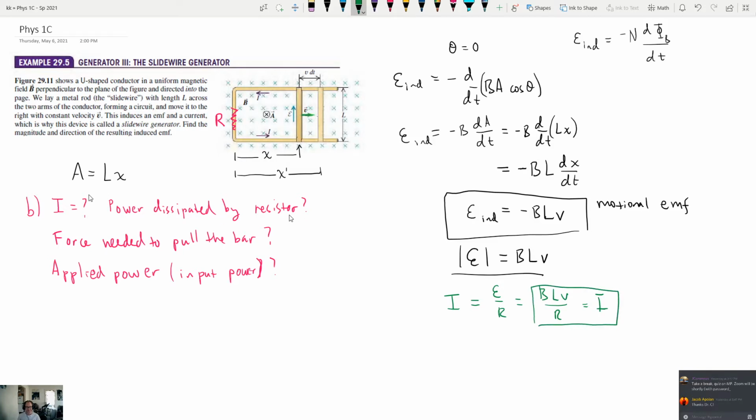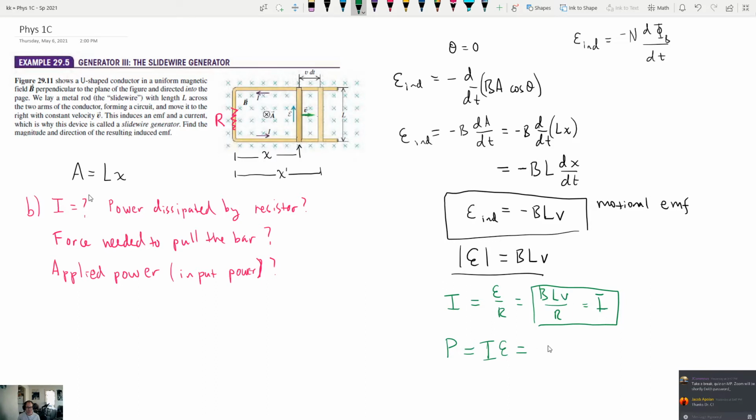The power dissipated by the resistor. How could I calculate that? We could use P equals IV, or no, in this case it would be I squared R. Same thing, yeah, right? That's fine. So we could either take I times E or I squared R. It doesn't really matter. You get the exact same answer. Maybe in this case it's actually easier to do I times E because here's E and here's I. So let's just do that. Let's do the way that you said.